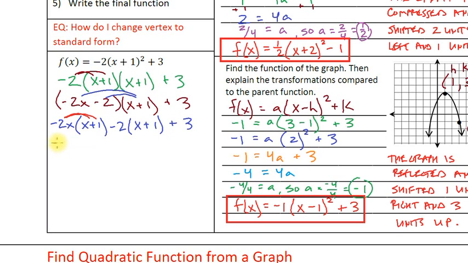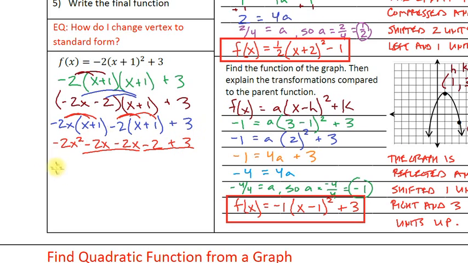Alright, now we can go ahead and just distribute this monomial to the two terms of the binomial. -2x times x is -2x squared. -2x times +1 is -2x. -2x times x is -2x. -2 times +1 is -2. And then we have the +3 on the end. Now you're going to see we have like terms. These two terms are like terms, and these two terms are like terms.